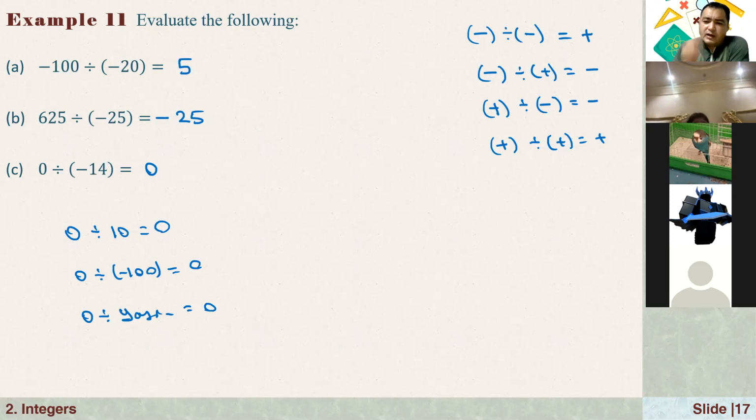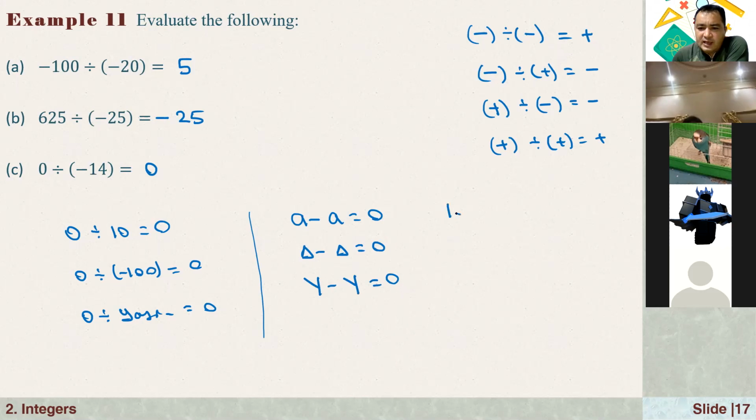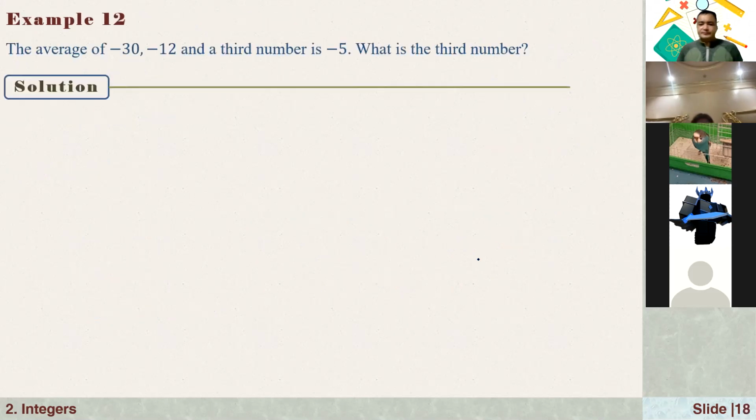Okay. So how about this one? Do you understand this? Anything subtracted by itself is equal to 0. Triangle minus triangle is equal to 0. Y minus y is equal to 0. 10 minus 10 is equal to 0. -2 minus -2 is equal to 0, right? Good. Next.